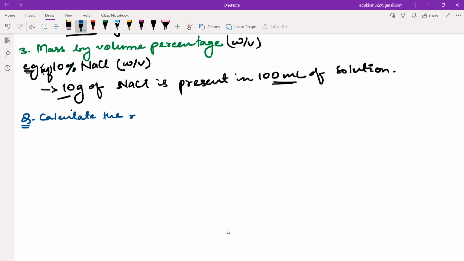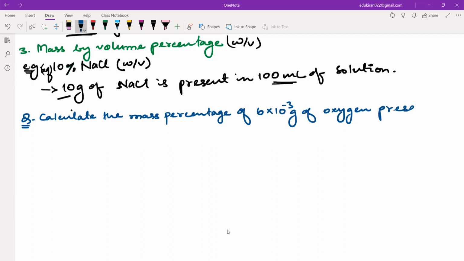Calculate the mass percentage of 6 into 10 to the power minus 3 grams of oxygen present in 1 liter of seawater. So 1 liter of seawater is 1030 grams. Okay, so it is a bit heavy because of the salt present.